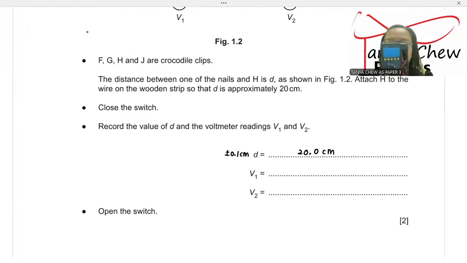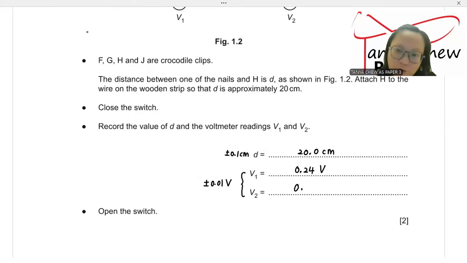V1. Remember, just now I showed you the voltmeter that I'm using. This is a digital voltmeter. So the sensitivity of the digital voltmeter for V1 and V2 is plus minus 0.01 volt. Therefore, my reading on V1 is 0.24 volt, with 2 decimal points, and V2 is 0.52 volt.